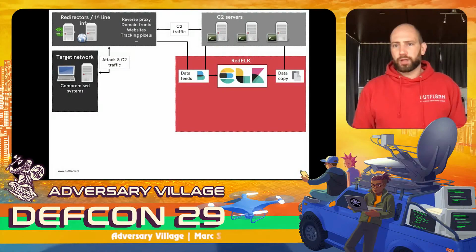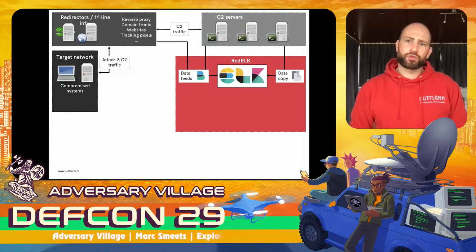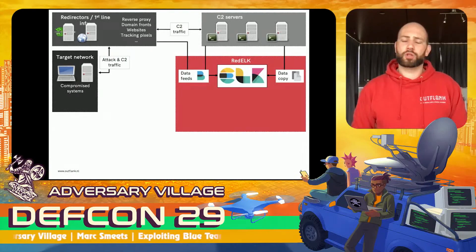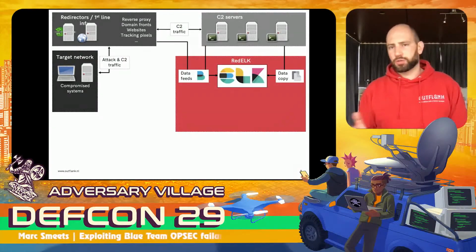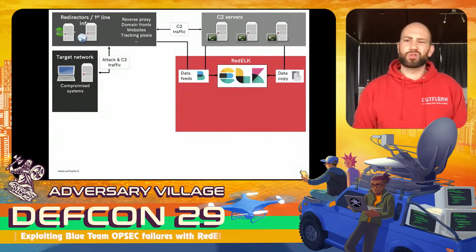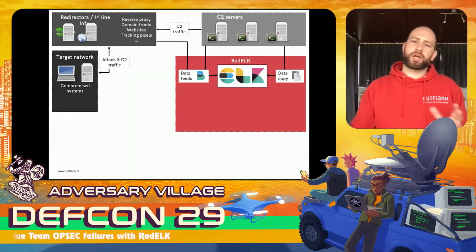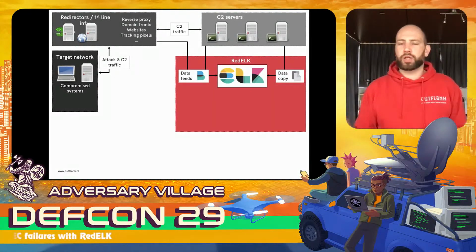Because in the end you will have 5, 6 or whatever C2 servers for a single operation. You do not want to be logging into every specific C2 server to search for that specific screenshot. You want to have it all centrally, locally in your RedELK instance.